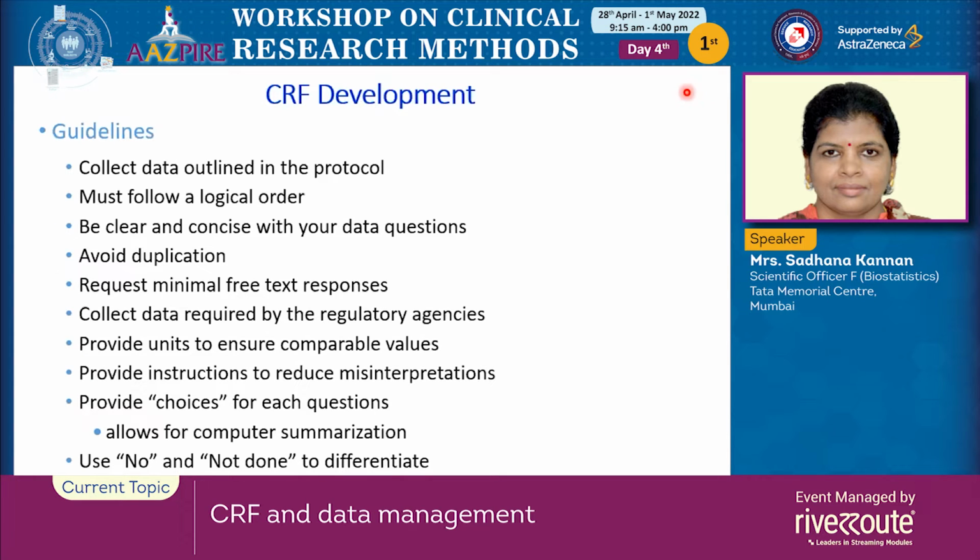If you see the development, how do you go about it? There are some guidelines on how to develop the CRF. You collect data outlined in the protocol, and it should follow a logical order. You should know, okay, I'm going to begin the study. What is the information I'm going to collect at the beginning of the study? Next what? There should be some kind of logical order. I'll show you an example of one study developed in DMH, so that will give you an idea.